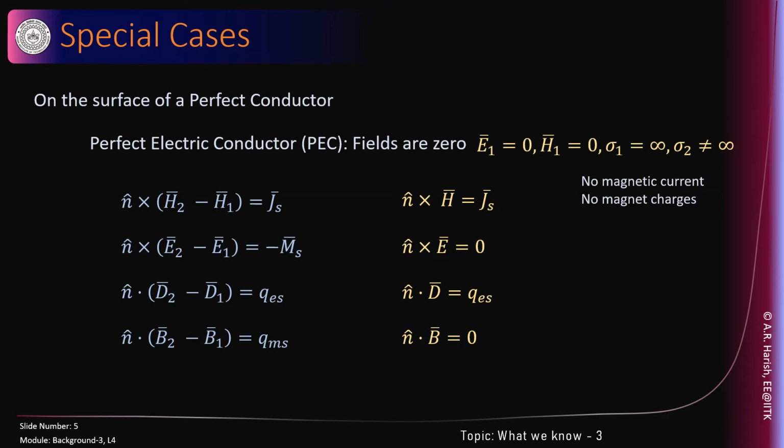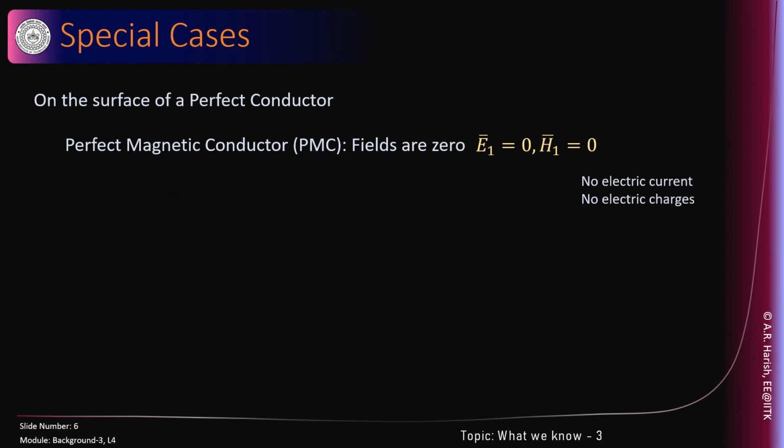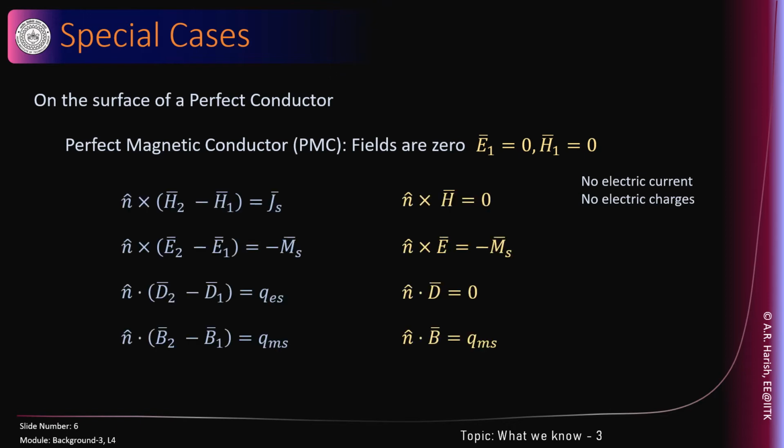Normal component of electric flux density is the charge which is residing on the surface of the conductor, and normal component of B is 0 on a PEC. Now, we can also think of a perfect magnetic conductor, and that is by definition E = 0, H = 0, and there are no electric current and no electric charges. Then what happens? n cross H is 0.